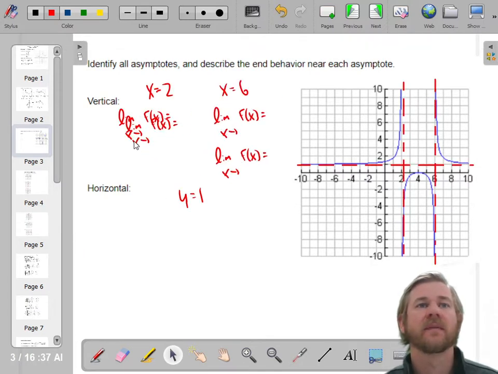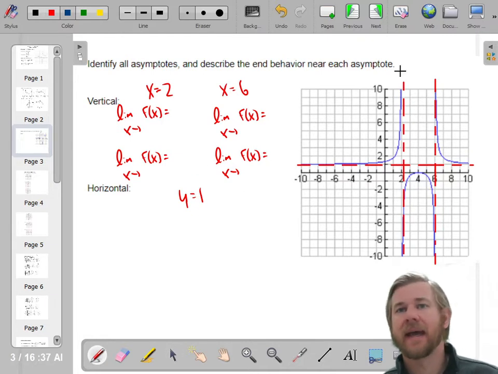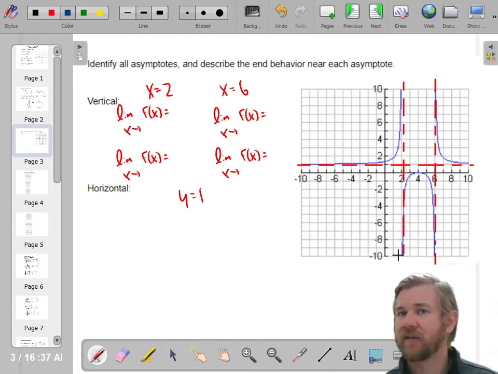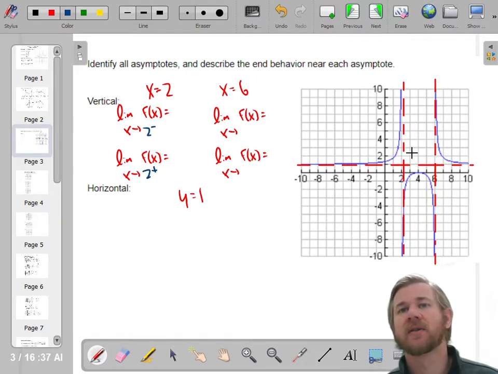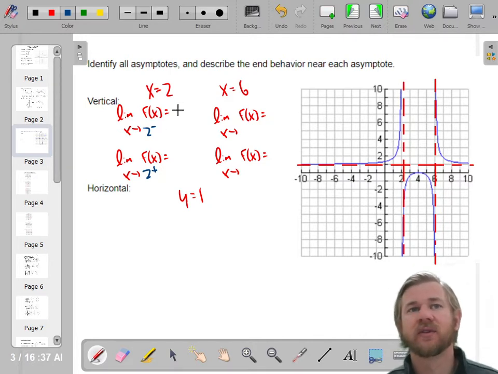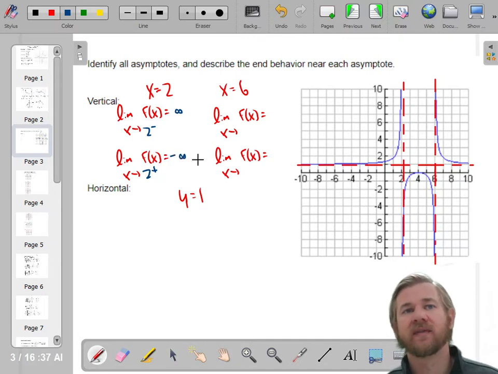All right, so the way this works, as x approaches 2, well, it does that from both sides. So we'll say as x approaches 2 from the left and 2 from the right. As x approaches 2 from the left, so that's right here, on the left side, it's going to positive infinity, and 2 from the right is going to negative infinity.